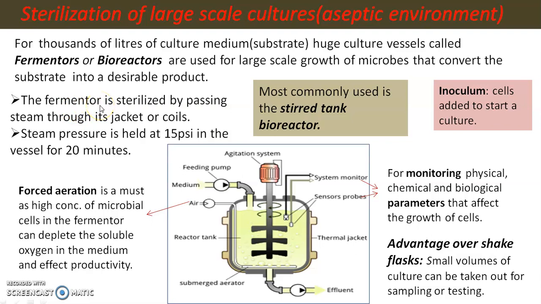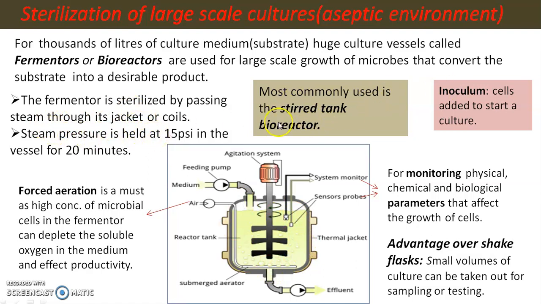So the fermenter is sterilized by passing steam through its jackets or coils. This is an internal arrangement showing how it is. It's actually made up of stainless steel. So if you look from outside, it will look like a steel vessel. But this is the arrangement it has. Many monitoring systems are there to control all the necessary conditions for the proper growth. So steam pressure is built. It is held at 15 psi, pounds per square inch. That is the high steam pressure maintained for around 20 minutes. So before we start culturing, this vessel has to be sterilized by this method.